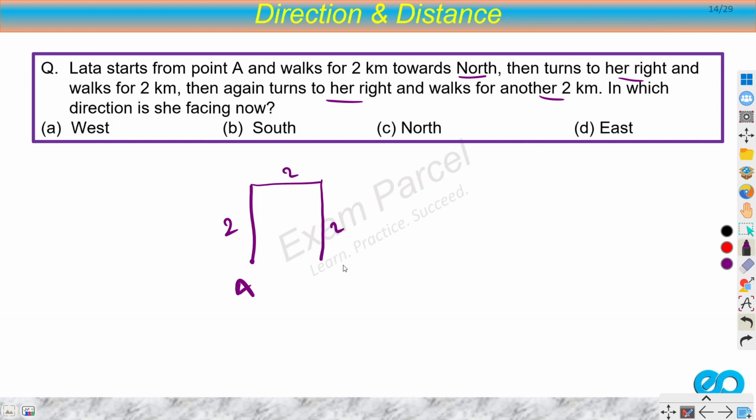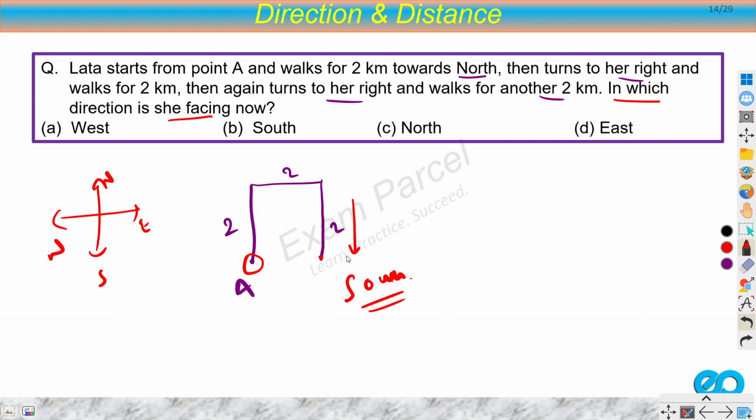Okay, so this is similar to the last question, but there is a slight difference. In which direction is she facing now? So we are not asked the direction relative to a starting position. Okay, we are concerned with the face, that where is she looking. Okay, so if she is standing here and she has come from this direction, so obviously her face would be pointing towards this side, right? And this side is what? This side is south. Okay, you can always make this north, south, east, west if you are confused. Okay, so she is pointing towards south, obviously. So the answer is B.